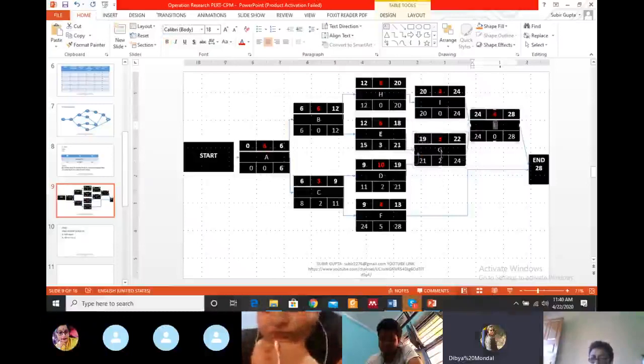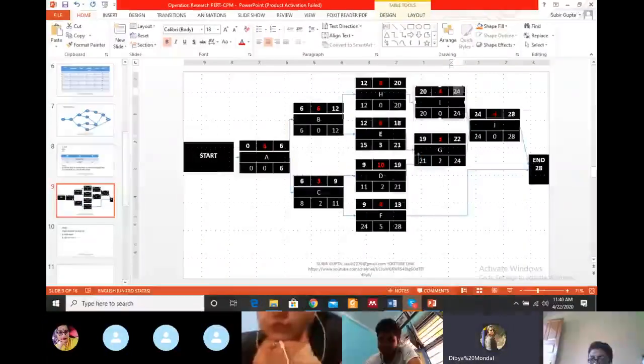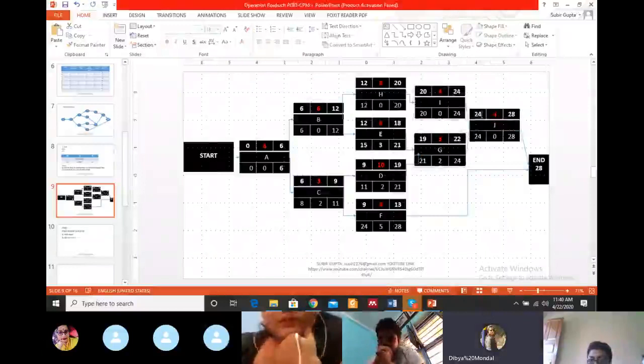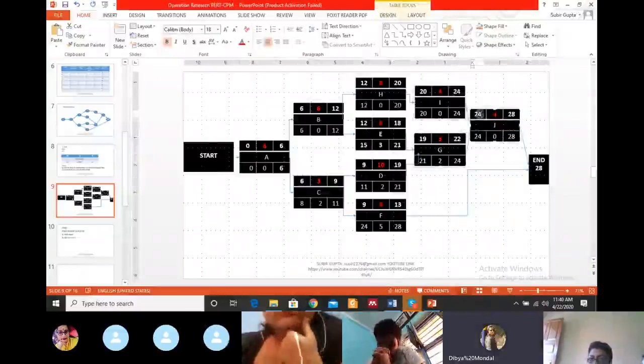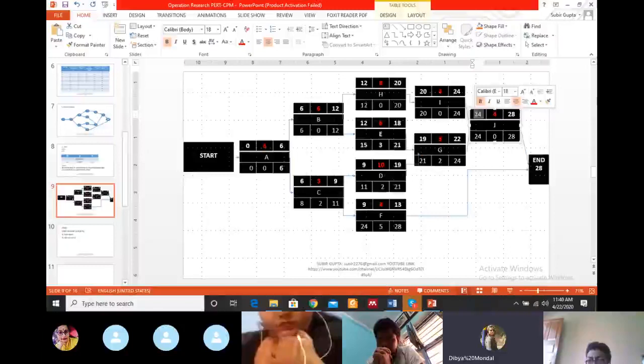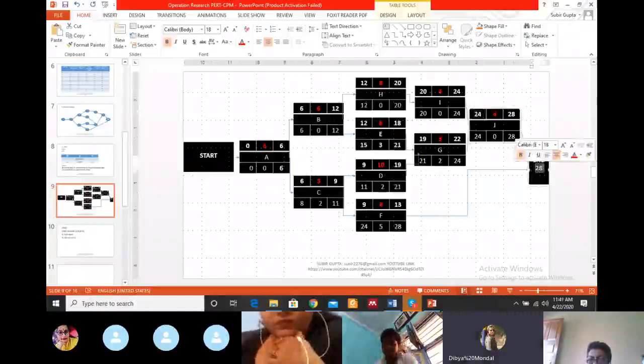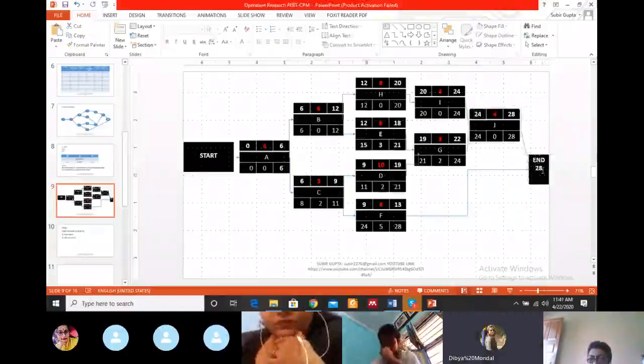Now similarly, J can start from I and G. I is 24 and G is 22. So we consider the maximum value, 24. So we consider 24 plus 4 equal to 28. And so our ending time for this project is 28 units. It may be days, minutes, hours or years, it does not matter. I assume it is days. 28 days are required to finish the entire job. Is it okay?